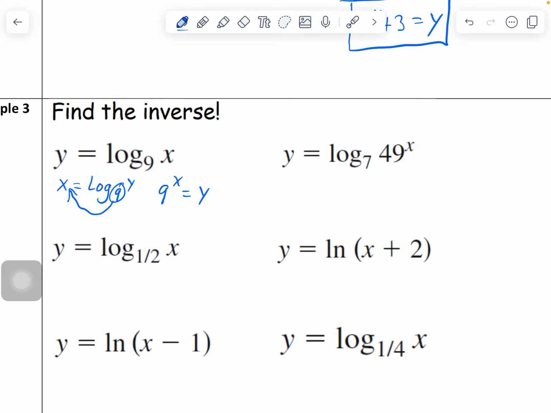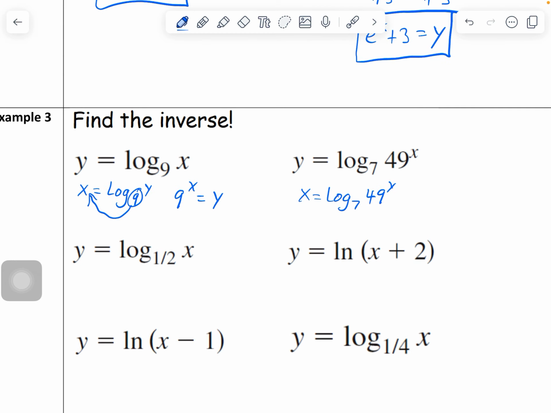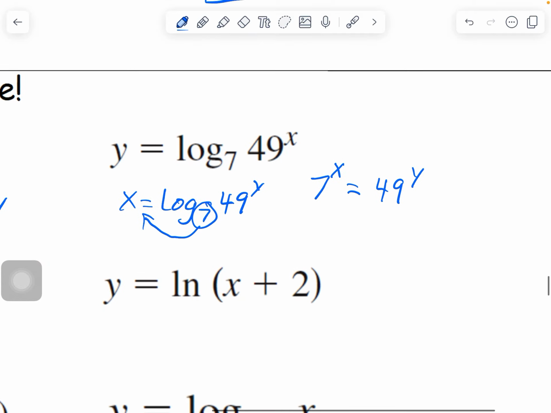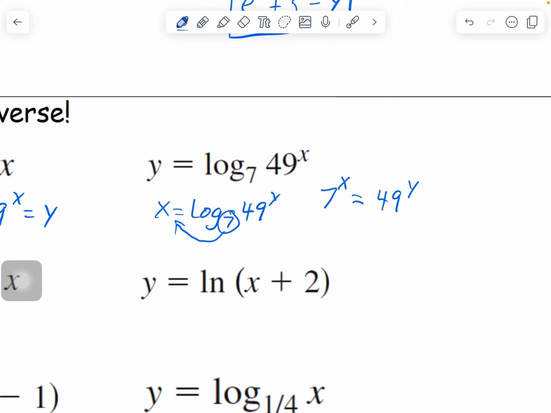Let's do one like this, though. This one's a little bit trickier. So this one would be x equals log base 7 of 49 to the y power. So here, when I rewrite this one, I'm going to swing this over. We get 7 to the x equals 49 to the y. Okay, now this one, oh wait, what happened here? Why is this one not working as nicely?